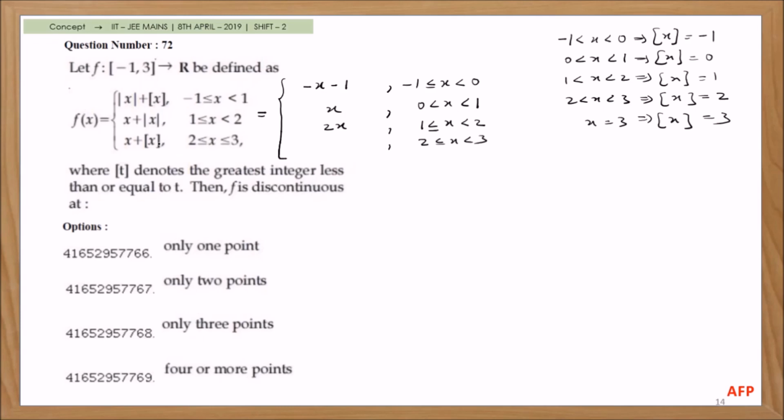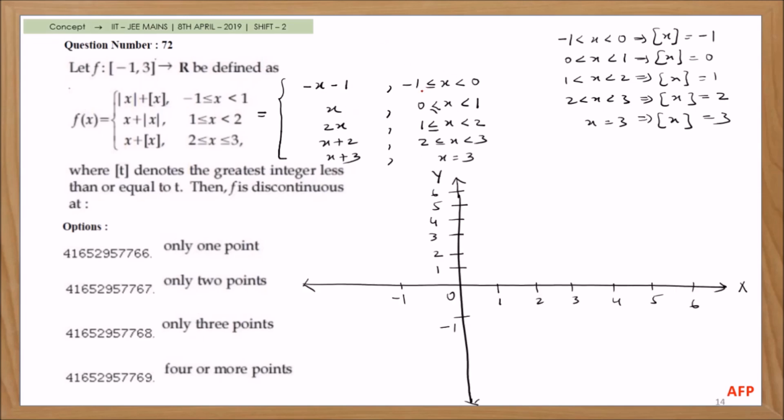In this interval the greatest integer function is 2 because it is less than 3, so you are getting 2 plus x plus 2. And the last one, if x is equal to 3, you are getting x plus 3. These are all linear functions, so their graph will always be a straight line. Now we shall draw the graph.